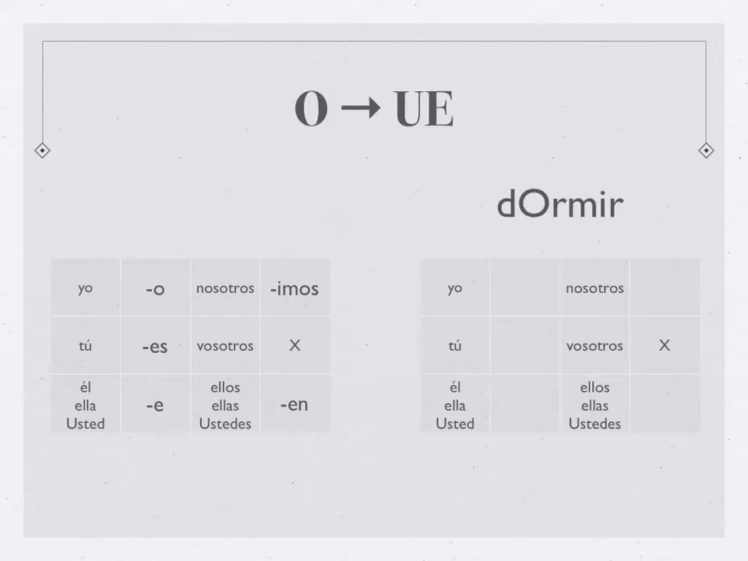Our last type of stem changer is an O to UE stem change. So our example verb is dormir. So we're going to take off that IR, change the O to a UE, and we're left with duerm. So now, try to conjugate this verb by yourself. Pause the video, conjugate it, and then press play again. Okay, so we have yo duermo, tú duermes, él, ella, usted duerme, nosotros dormimos, ellos, ellas, ustedes duermen.